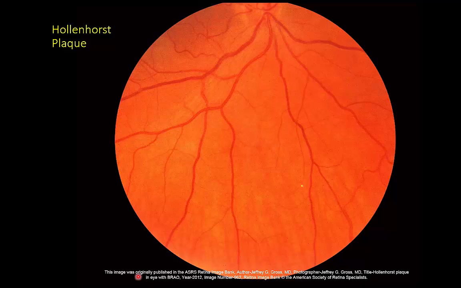We have a picture here of the retina, and again, you can make out the artery very well here, so we know this is the direction to the disc. Here's the vein, but you can see this quite refractile abnormality right here. This is a Hollenhorst plaque.